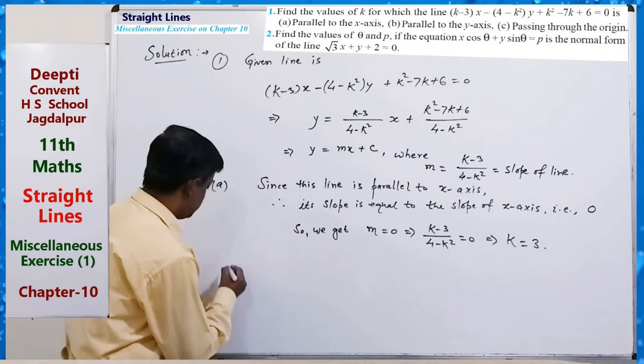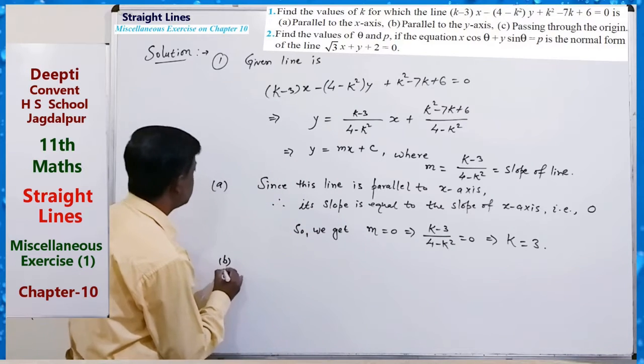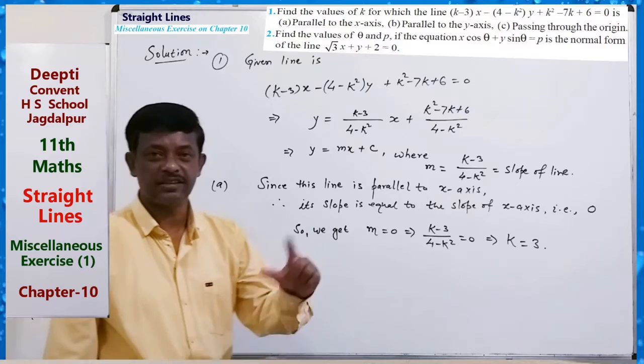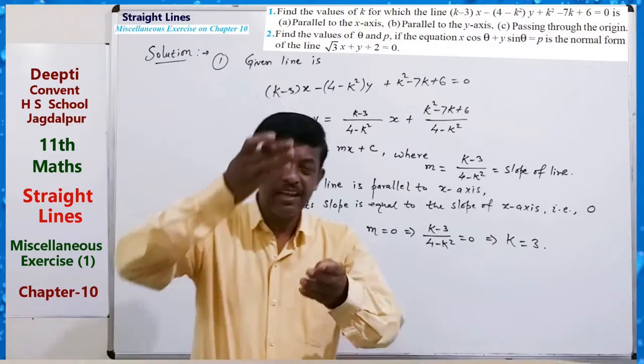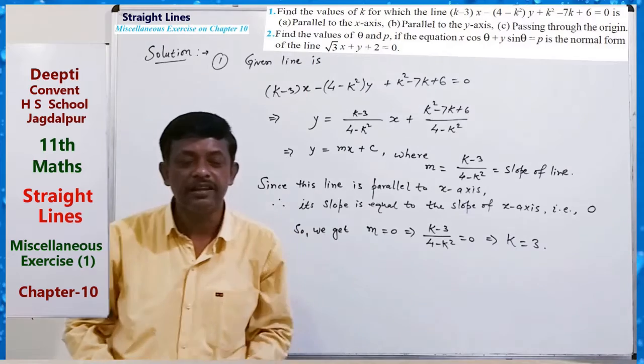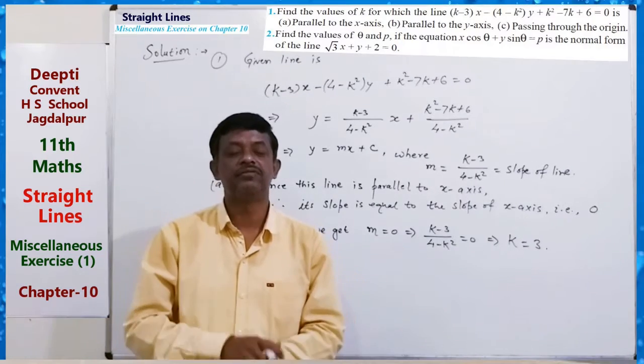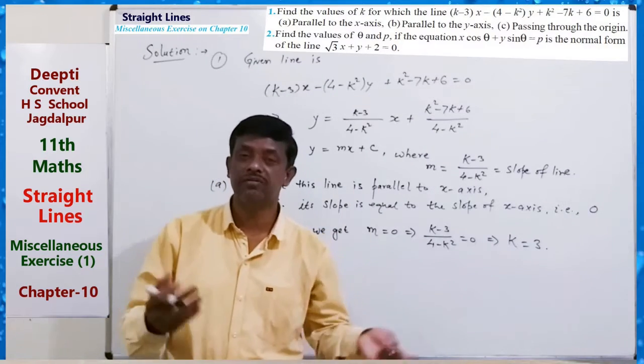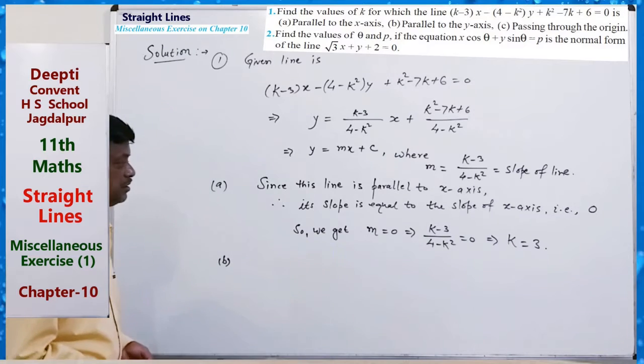The second part is parallel to the y-axis. We know a line parallel to the y-axis is a vertical line, having not defined slope. The slope of a vertical line is not defined.